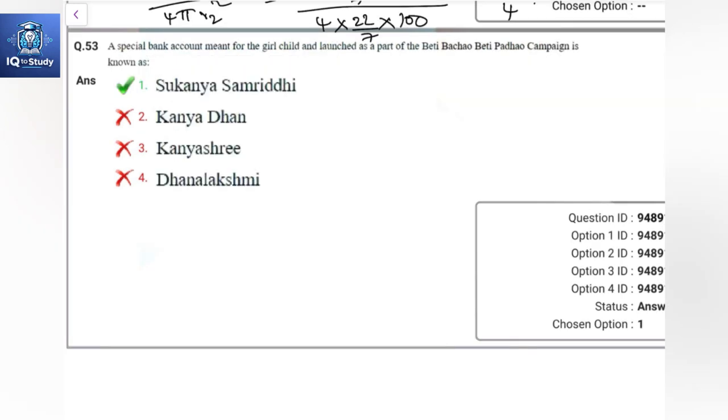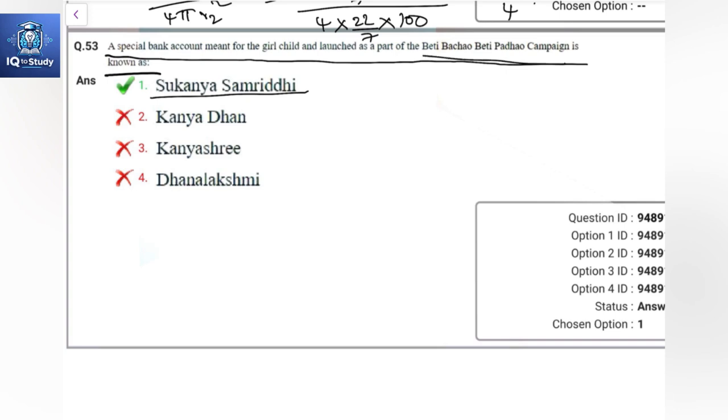A special bank account meant for the girl child and launched as a part of the Beti Bachao Beti Padhao campaign is known as Sukanya Samriddhi. The Beti Bachao Beti Padhao campaign was launched on 22nd January 2015 with 100 crores.